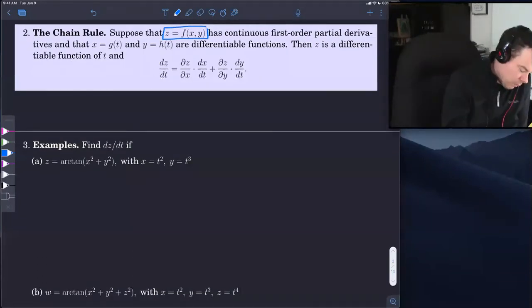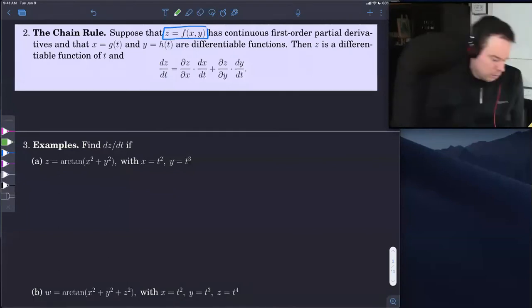So that's our multivariable chain rule. I'm not going to prove it here. There is a proof, and you can refer to it in the textbook if you want. I just want to get right to using it. So let's do some examples.